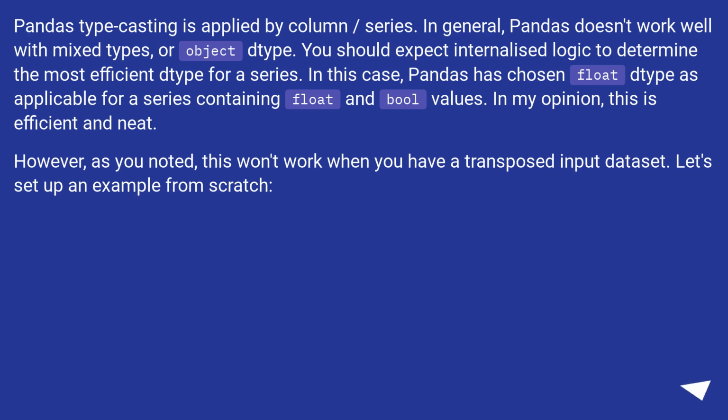Pandas typecasting is applied by column, series. In general, Pandas doesn't work well with mixed types, or object dtype. You should expect internalized logic to determine the most efficient dtype for a series. In this case, Pandas has chosen float dtype as applicable for a series containing float and bool values. In my opinion, this is efficient and neat.